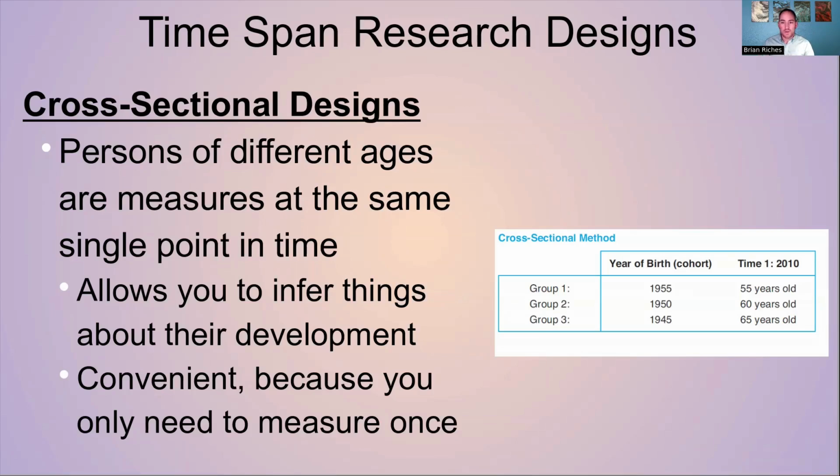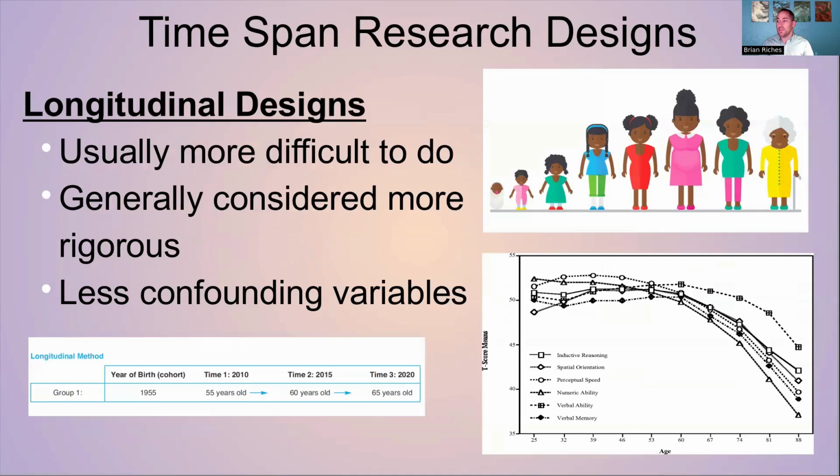But then some researchers had enough funding over time that they could do the same thing with a longitudinal sample. So this had hundreds of participants. They measured inductive reasoning, spatial orientation, perceptual speed, numeric ability, verbal memory, a bunch of cognitive capacities, and they followed them from the time that they were 25 to basically when they passed away. So on this graph, we've got 88, but they did continue to follow them. And what you should see here is a general trend line where it's very, very flat, and then it really starts dropping off after about 75.